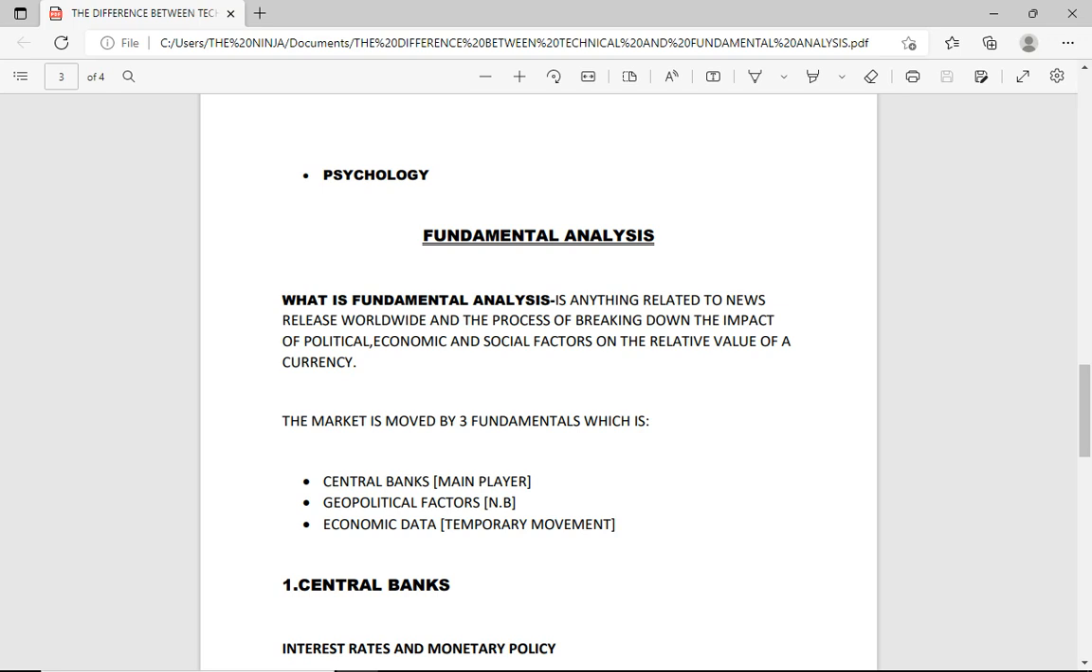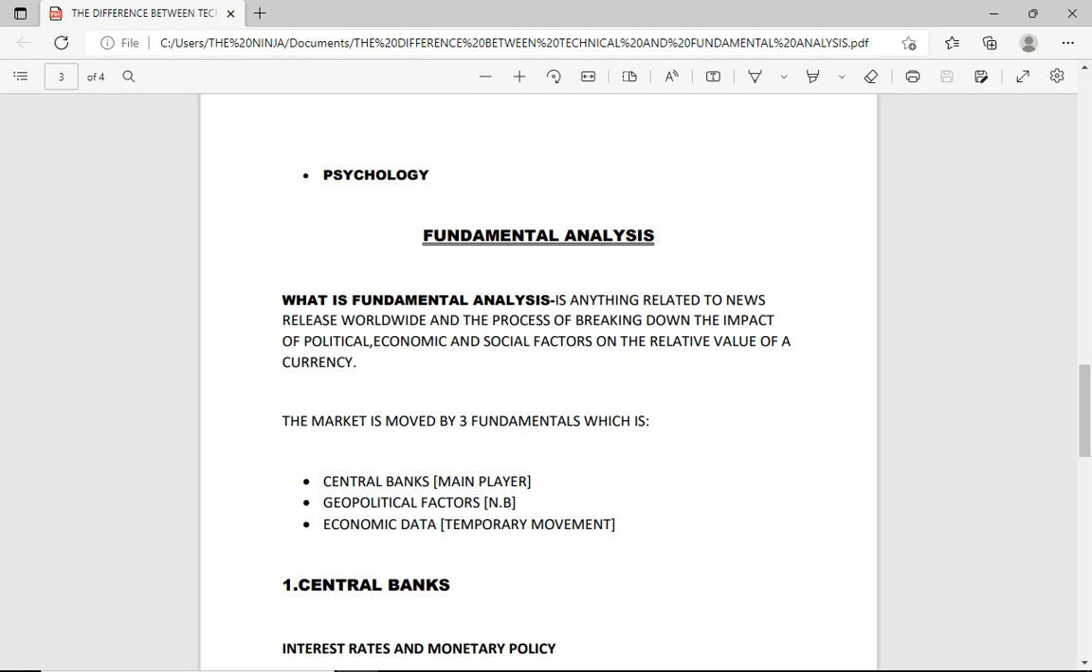So the market is moved by three fundamentals, which are central banks, who move them each and every day. They work on a daily basis, so they're the main player. Geopolitical factors, the Ukraine and Russia war. That's it.